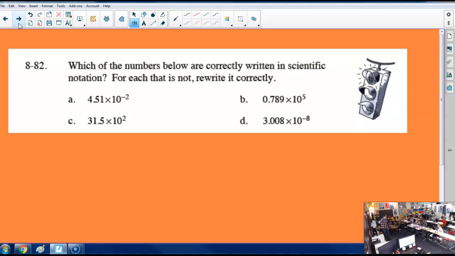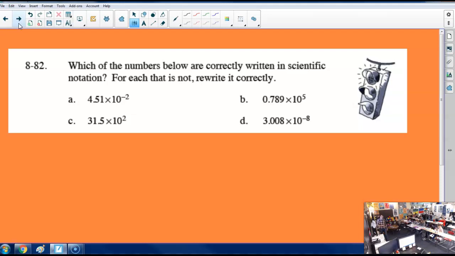All right, look at this on your paper. Fix these: if they're not in scientific notation, fix it. So ignore the question they ask. If it is in scientific notation and you want to give yourself a challenge, write it in standard form.